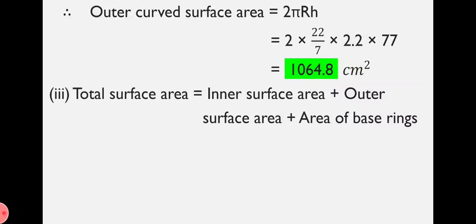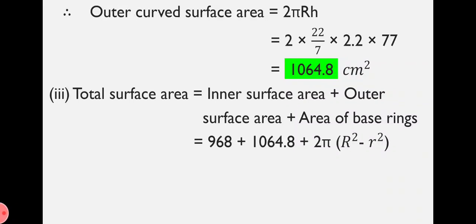Now total surface area will be inner surface area plus outer surface area plus area of base rings. Yes, we have to count that as total surface area, that is equal to, now inner surface area we found that it is 968 centimeter square, plus outer surface area we found out 1064.8 centimeter square. So we write 968 plus 1064.8 plus. Now area of base rings already I have given in the flow chart, plus 2 pi into capital R square minus small r square.